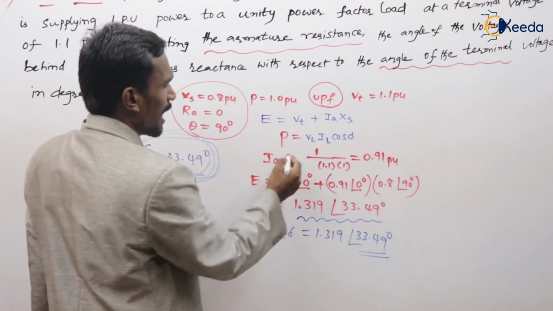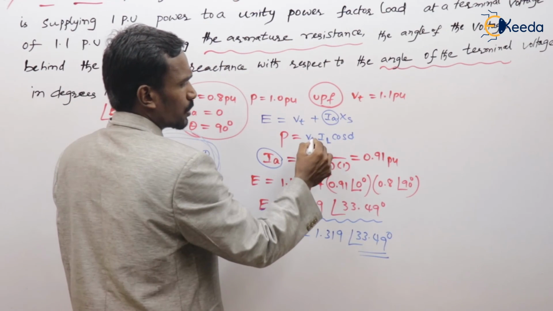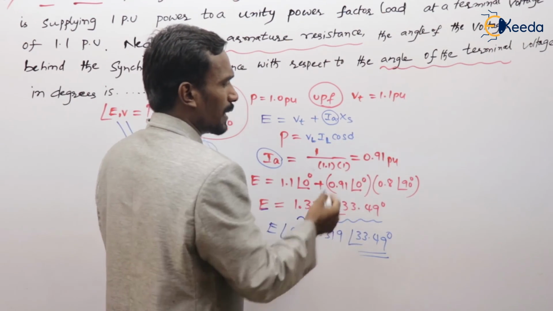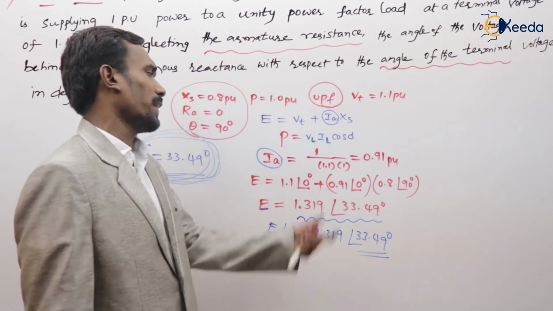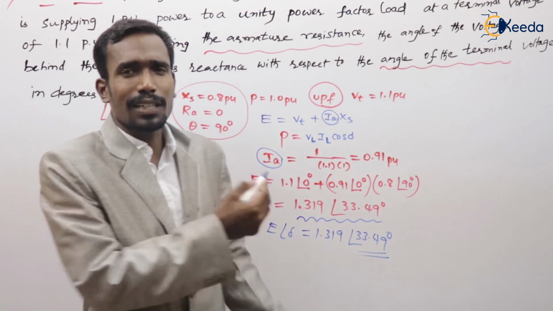We just have to find IA first, after that substitute IA here. P is equal to root 3 VL IL cos phi, normally for per unit values, then you can get 0.91 per unit, then we can get EMF at an angle delta. So delta is our answer.